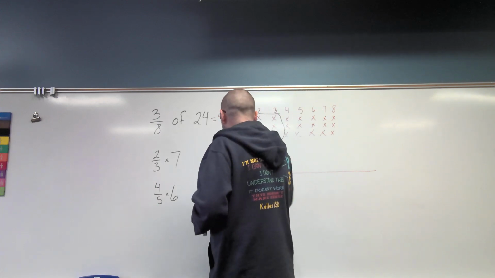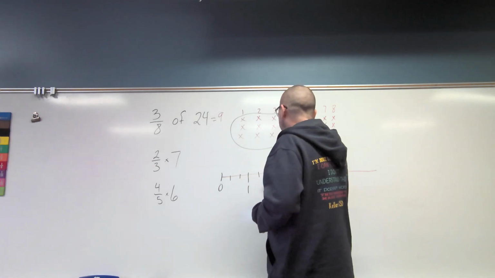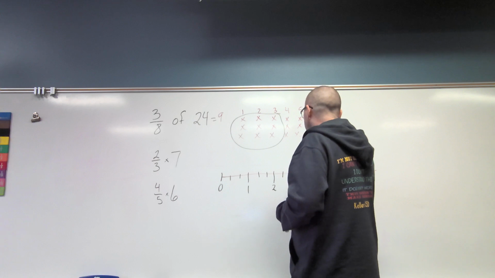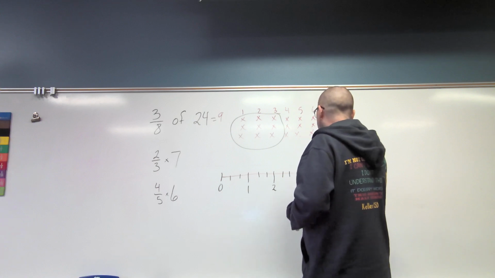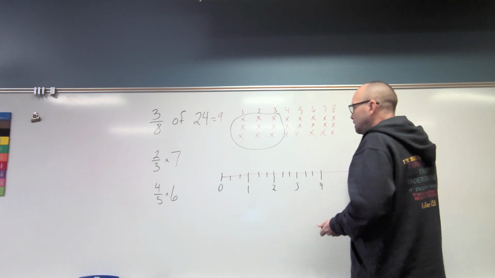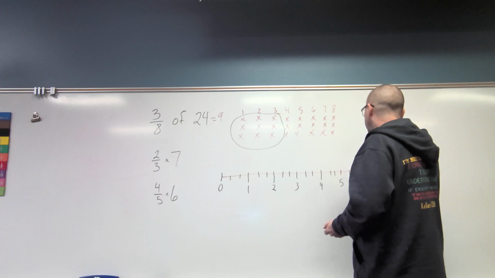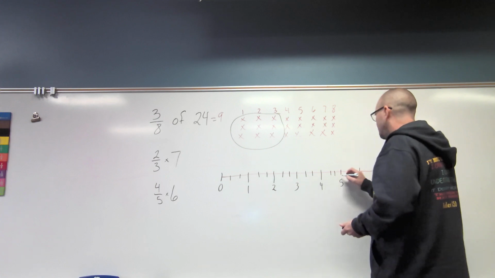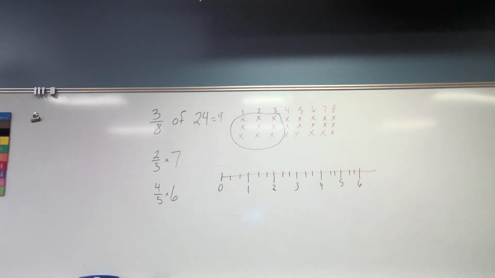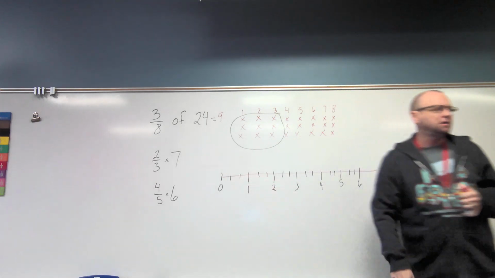So I'm going to make my number line: 0, 1 and 2/3... 1, 2, and so on, 3, 4, 5, 6. I don't know how long I'm going to have to do my number line. Now, why did I put the dashes like that?